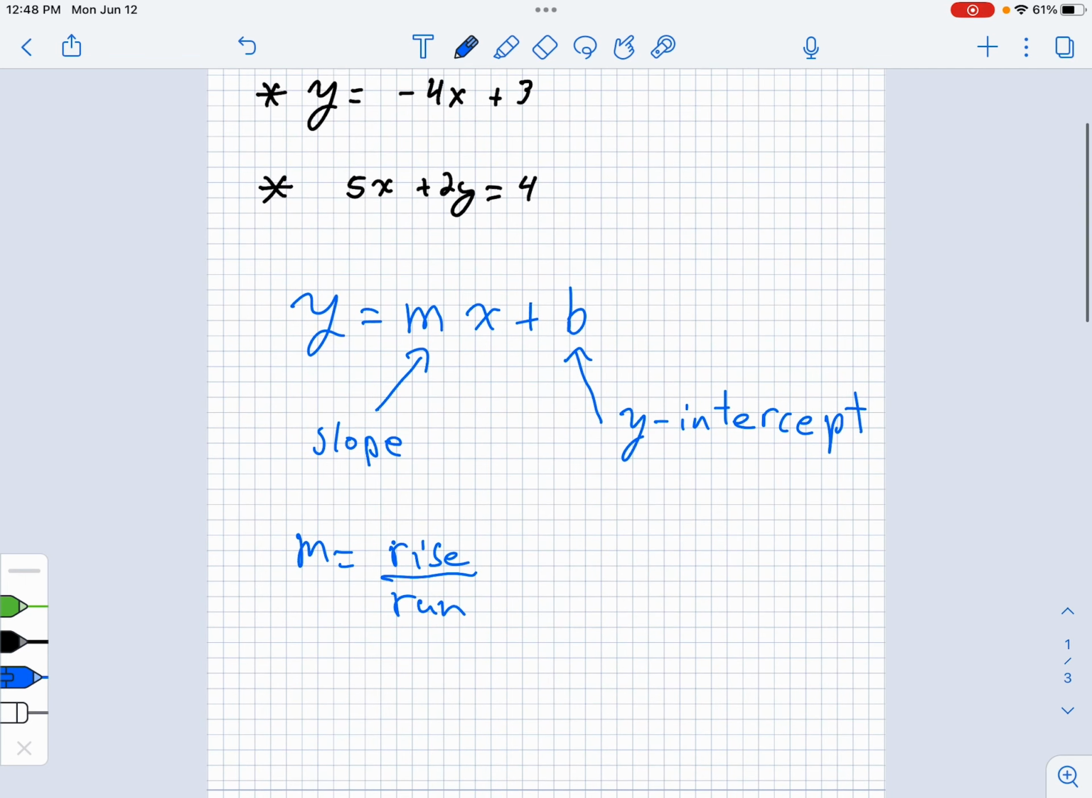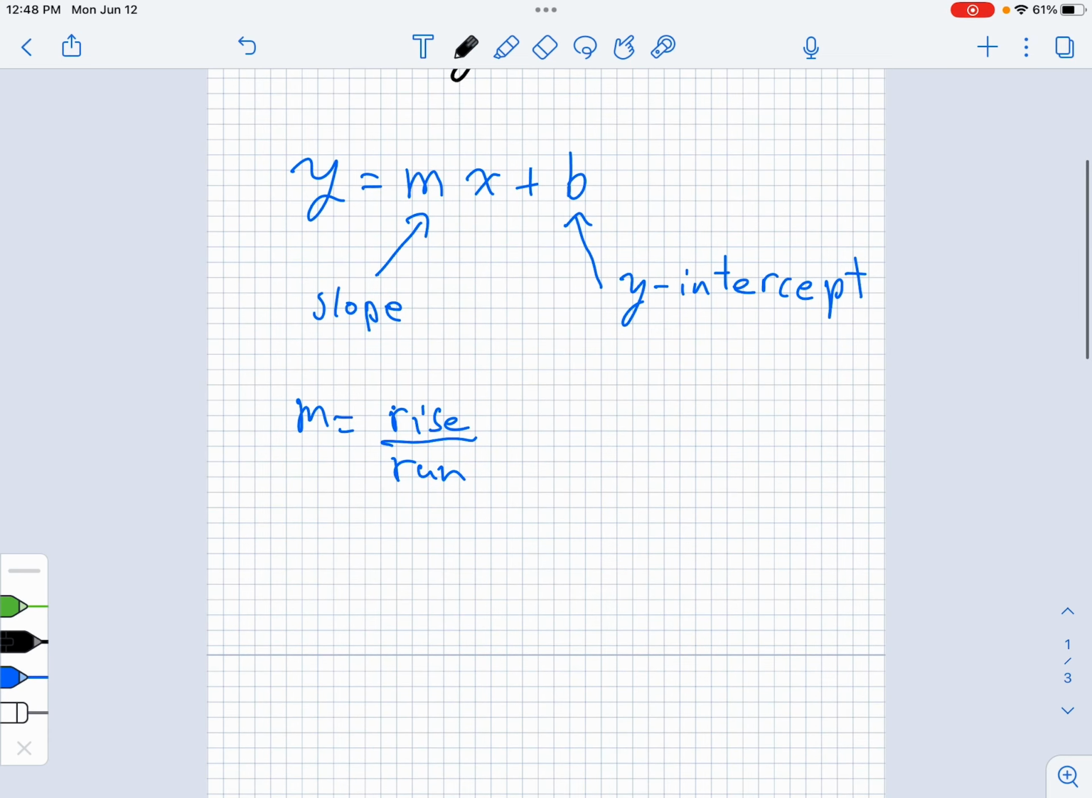So let's take a look at that first equation. The y-intercept is the place where the line crosses the y-axis. In our first equation, y equals minus 4x plus 3, you have a slope of minus 4, and your y-intercept is 3. So b equals 3 and m equals minus 4. The slope is just the number in front of x, always along with the sign, and the y-intercept is just the number you're adding to that.